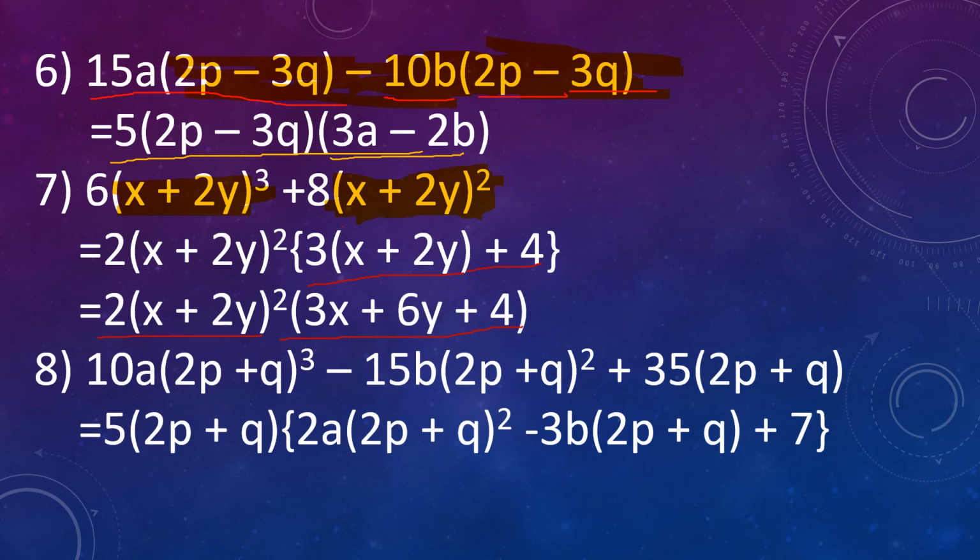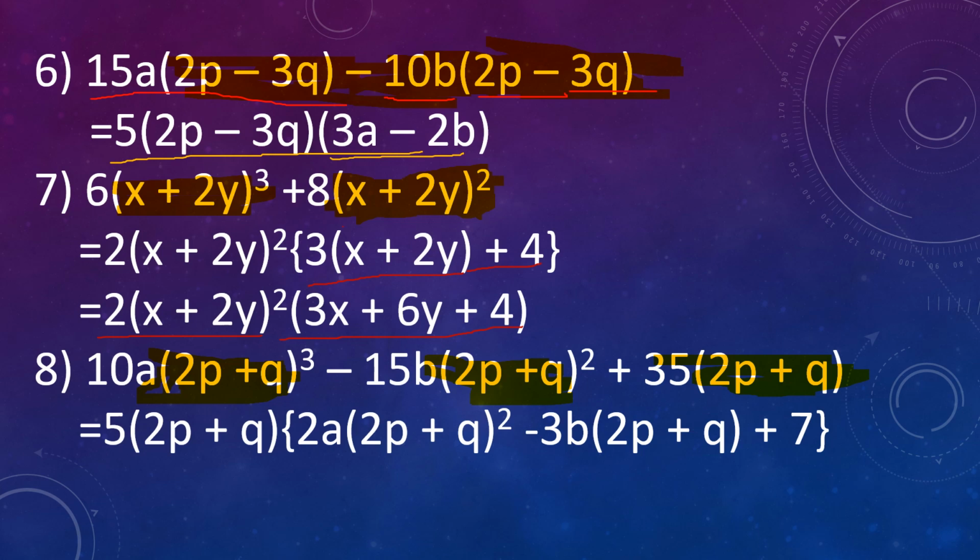Again, I am highlighting the common part, in the sense binomial common. You can see 2p plus q, again 2p plus q, and again 2p plus q. But just see what is the least exponent of 2p plus q, that is 1. Because first place it is 3, second place it is square, third place it is 1. So we will take 2p plus q common.